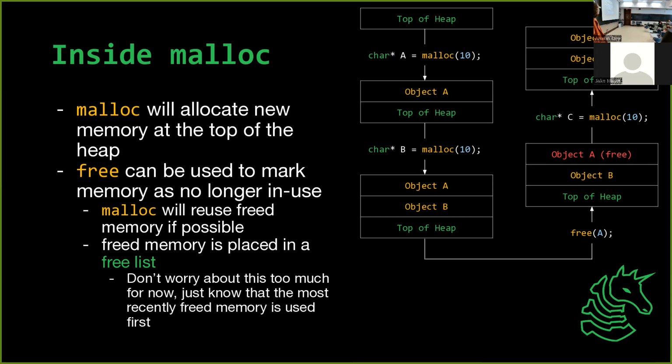So you can call malloc a couple times here, and you see we have object A, then object B, and then there's this function called free, which says, I'm done using this memory. It marks it as eligible for reuse, essentially. So if we free A and then call malloc again, instead of allocating from the top of the heap, it will reuse the region that was previously object A, as you can see there.